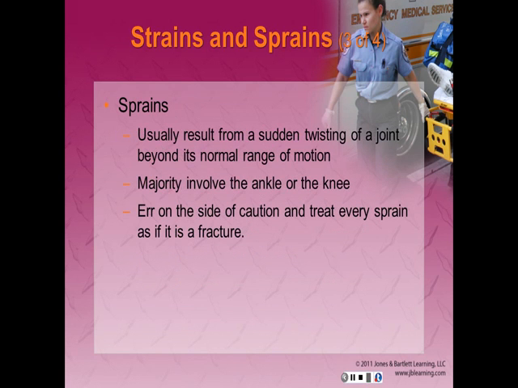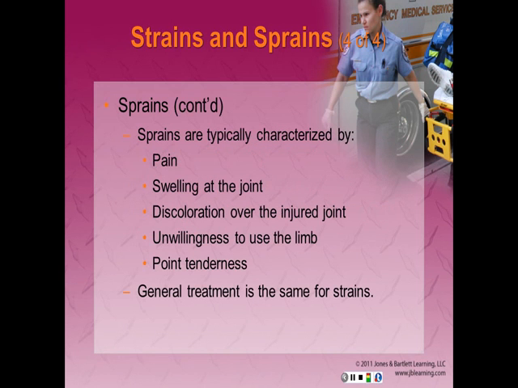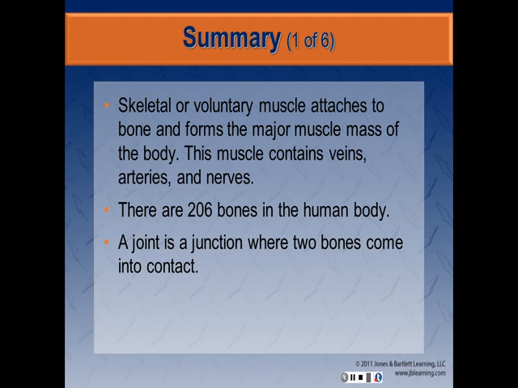as soon as practical. With sprains, these usually result from a sudden twisting of a joint beyond its normal range of motion, and that causes a temporary subluxation. The majority of sprains involve the ankle or the knee. You should err on the side of caution and treat every sprain as if it is a fracture. Sprains are typically characterized by pain, swelling at the joint, and discoloration over the joint. The patient may have an unwillingness to use the limb and point tenderness. They usually do not involve deformity, and joint mobility is usually limited by pain, not by joint incongruity. General treatment is the same as that for strains.